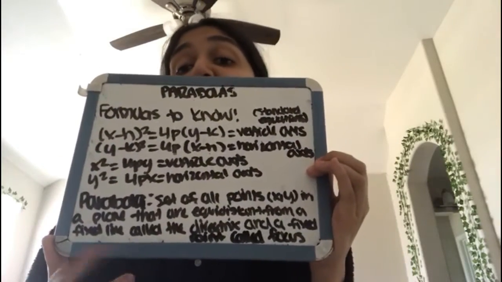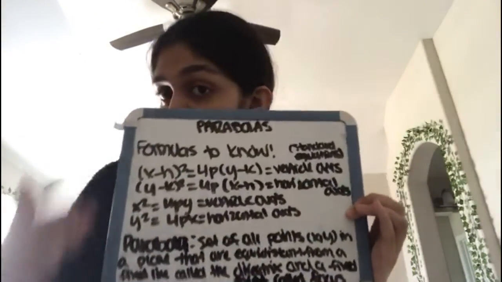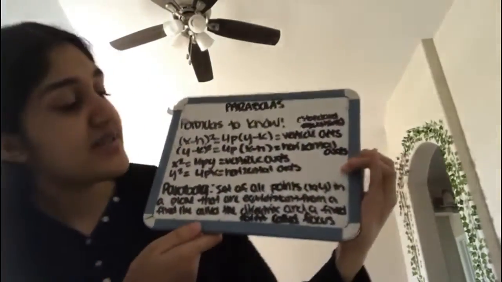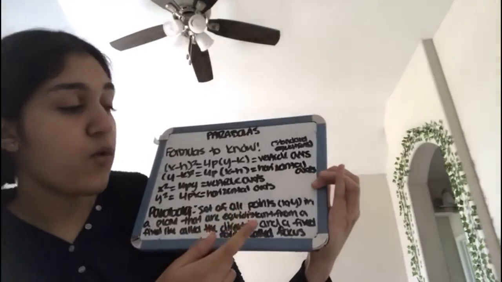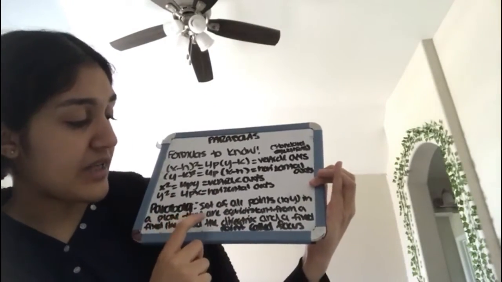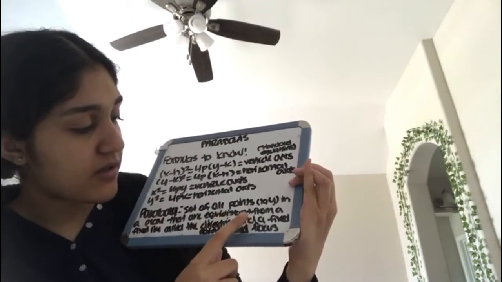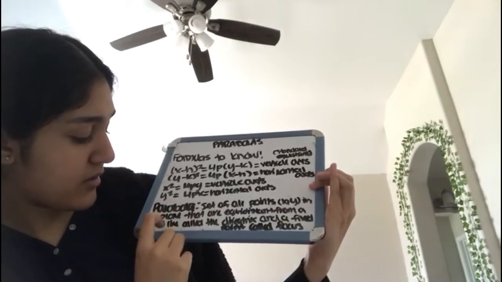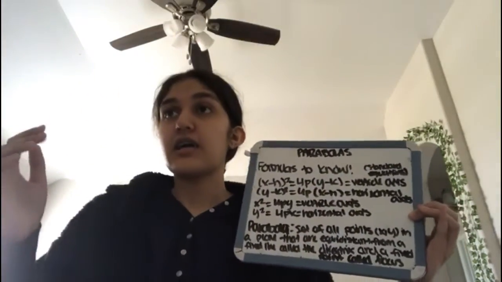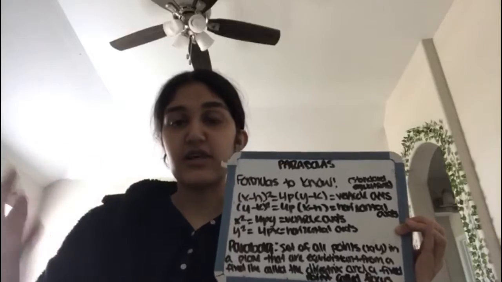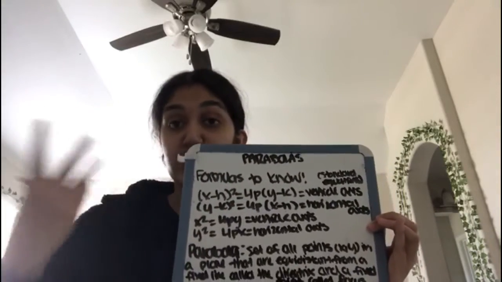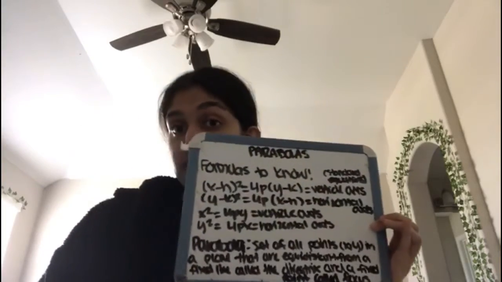Now the most important definition you will need to know in this topic is the parabola. What does parabola mean? A parabola is a set of all points x and y in a plane that are equidistant from a fixed line called the directrix. The fixed line, like you see on a graph, is a directrix, okay?